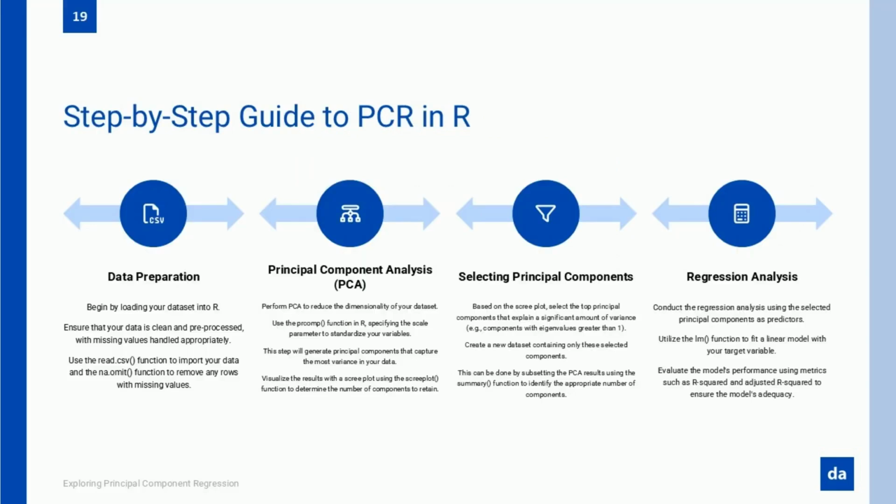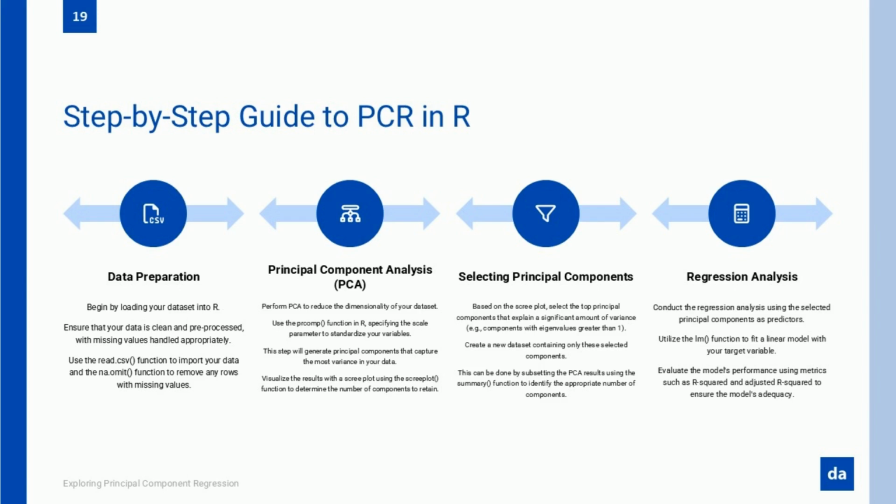Applying principal component regression, PCR, in practice requires a step-by-step approach, ensuring that each phase from data preprocessing to model evaluation is executed correctly. In R, the pls package provides an efficient way to perform PCR, integrating both principal component analysis, PCA, and multiple linear regression, MLR, into a streamlined workflow. Understanding how to implement PCR in R is crucial for statisticians, data analysts, and researchers who rely on statistical modeling for high-dimensional datasets. The first step in performing PCR in R is data preparation.